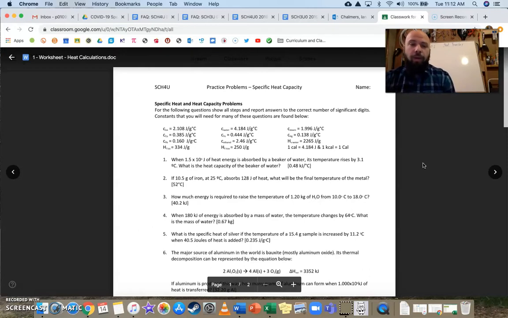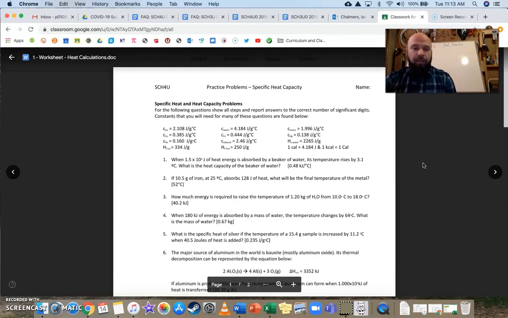The first one says, when 1.5 times 10 to the 3 joules of heat energy is absorbed by a beaker of water, its temperature rises by 3.1 degrees Celsius. What is the heat capacity of the beaker of water? One thing to note here is heat capacity is going to be different from specific heat capacity, and that's why mass isn't given in this question. It means the beaker is independent of mass. Essentially, you could have any size beaker and the material will absorb the same amount of energy per degree Celsius.